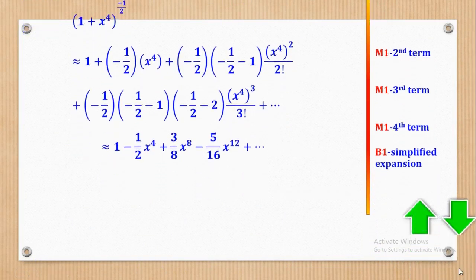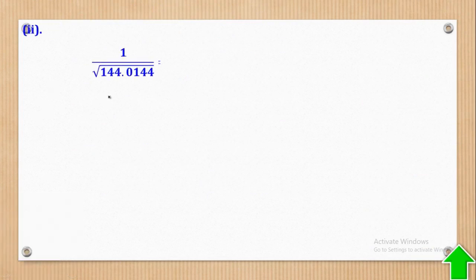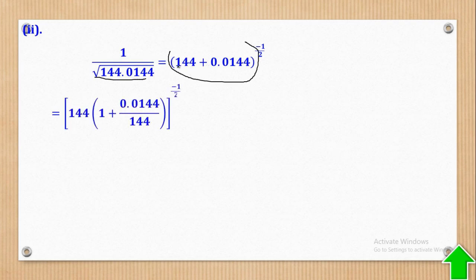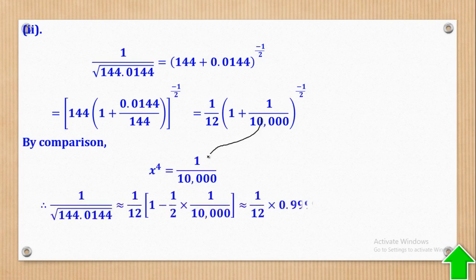So you come here and realize that this one is expressing it in the given expansion, which is that. But remember, here we had 1 in our expansion. That means that you have to factorize out 144 to come up with this. Then you remember that this one raised to the power this is 1 over 12, and this with this can be reduced to become 1 over 10,000. So what does that mean? It means that when I compare, x^4 is 1 over 10,000, therefore I'll come and use the expansion which was given.